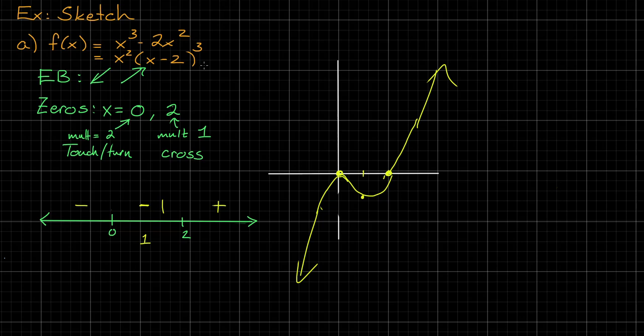But it would still touch and turn, even if it's not even. So if it's odd, it crosses. This would cross. I'm sorry, that was my bad. Okay, let's do one more. Let's make up a function together.